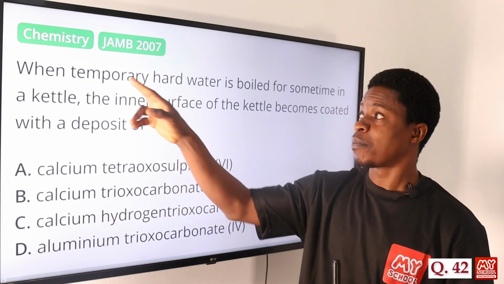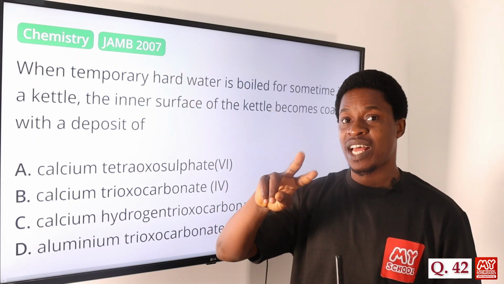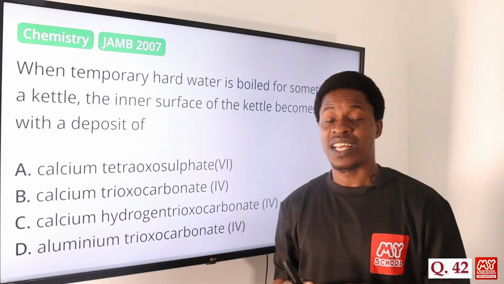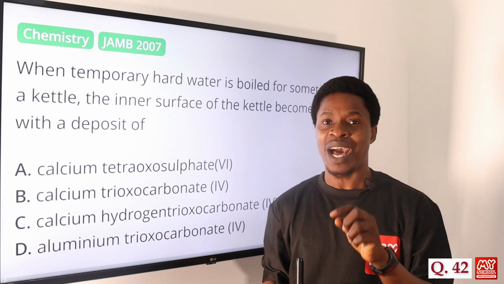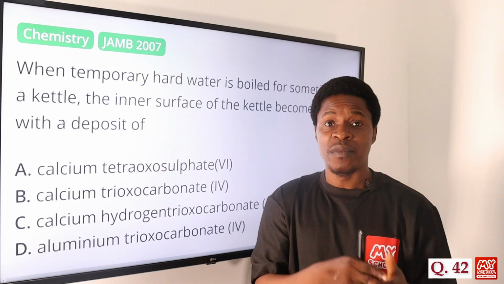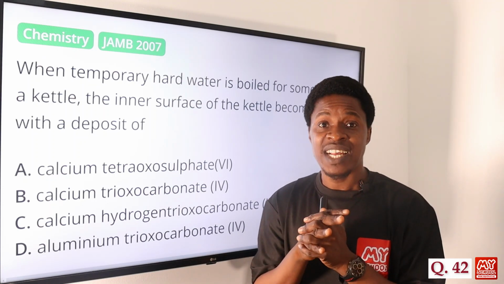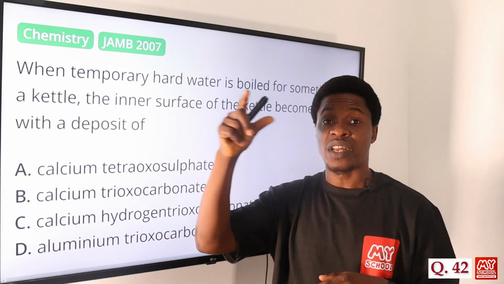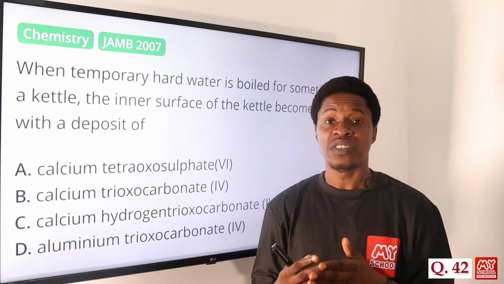Of course, when we talk about temporary hard water, don't forget we have 2 types of hardness of water, temporary hard water and permanent hard water. It is because of the presence of calcium hydrogen trioxocarbonate(IV), or what you call bicarbonate, or magnesium hydrogen trioxocarbonate(IV), that is present in the water that makes it temporary hard water.